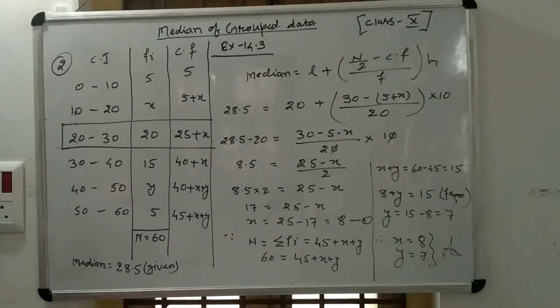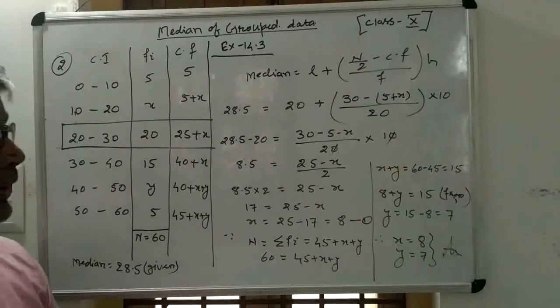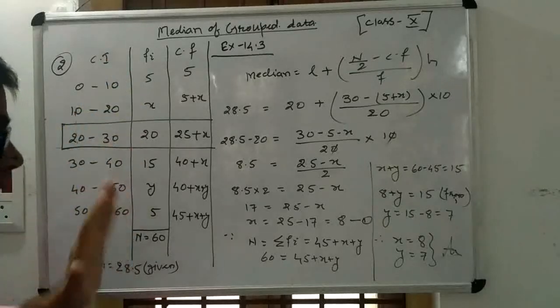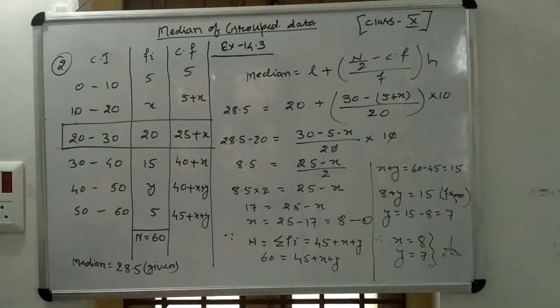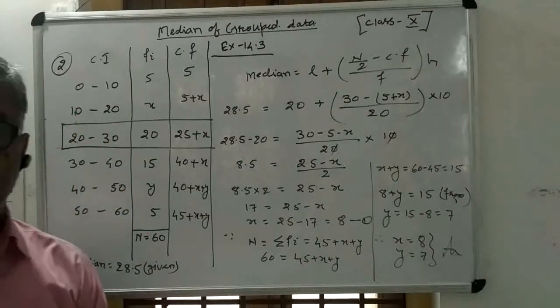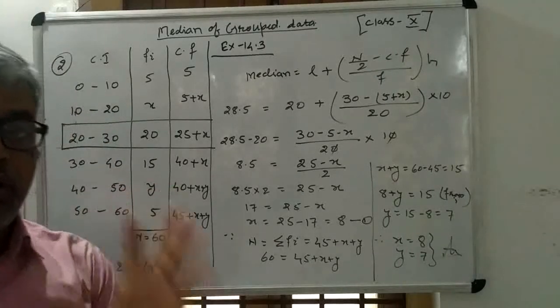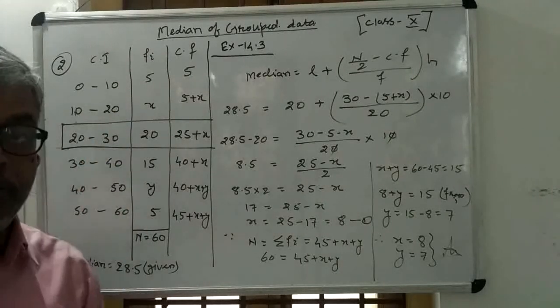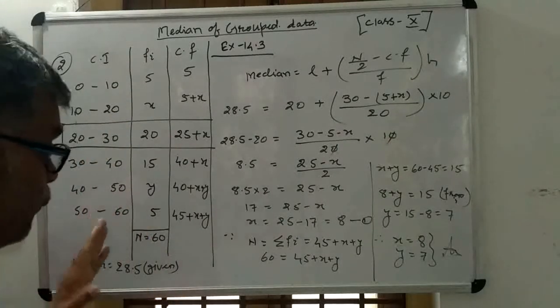So in this way you can solve this type of question. Children, once again I am repeating this question. This is the class interval given and here the frequencies are given. In the frequency table you see that there are two variables, which means the frequencies are not given in constant form. Now we need to find the values of these frequencies, that is x and y.